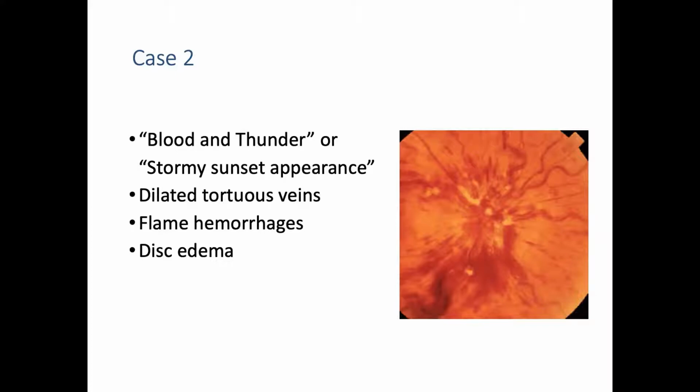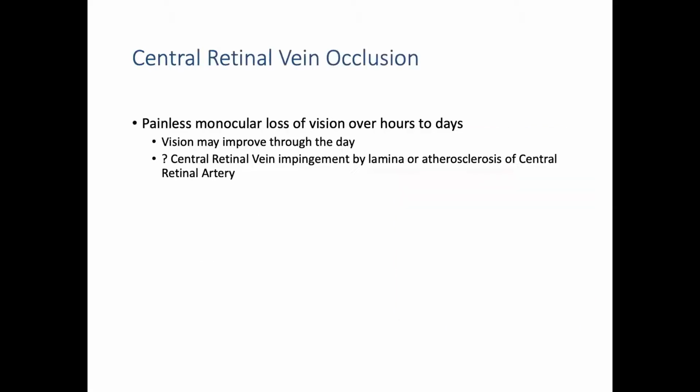Right, so as you said, that blood and thunder appearance is usually because of dilated, tortuous veins. You get disc edema, and you get what you call flame hemorrhages. Has anyone ever seen one of these? All right, so skipping through quickly because of time. This usually causes painless macular vision loss over hours to days, but the vision may improve through the day.